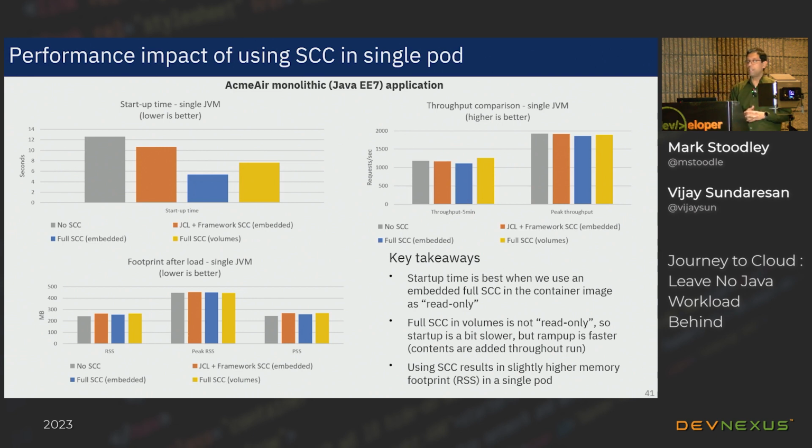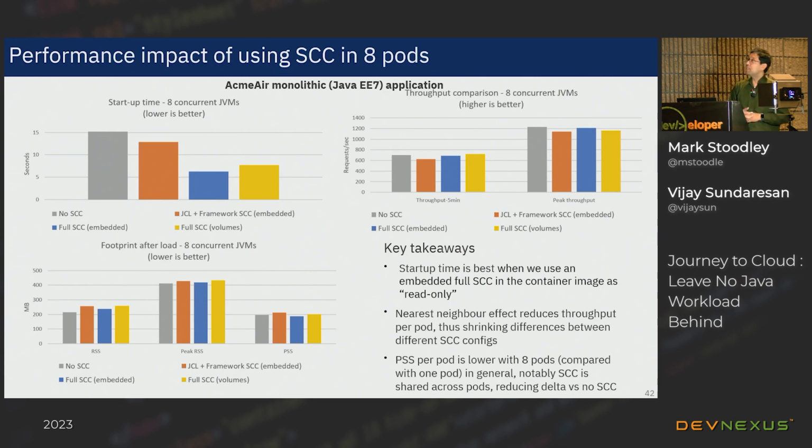And last but not the least, at the footprint graph shown at the bottom, you do see a slight increase in memory footprint when you're using the shared class cache. This is because there's a little bit of duplication when you're using the cache. There's code in the cache as well as in the running process, and that adds to our footprint a little bit. Now we show the same result running across 8 pods.